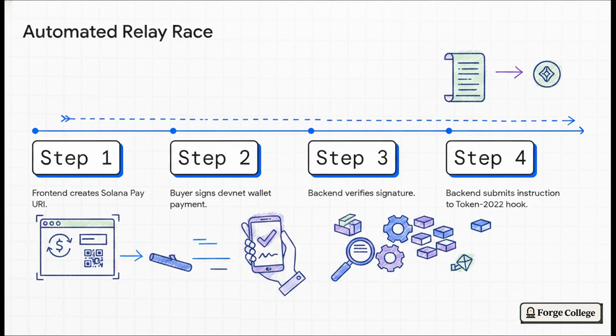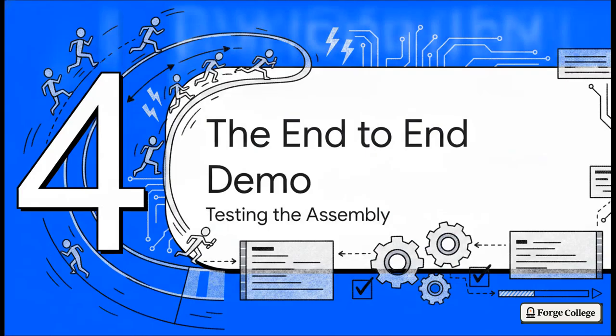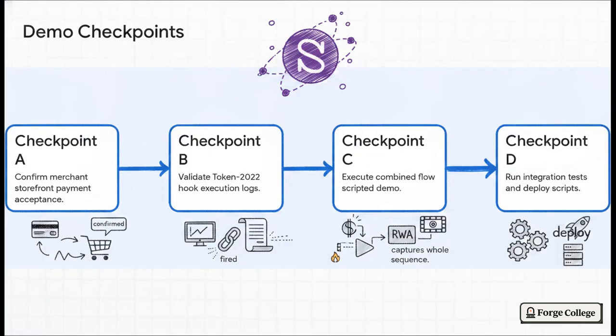It really is a beautifully automated handoff. Moving right into part 4, the end-to-end demo, testing the assembly. We've got 4 major checkpoints to pass here to guarantee our Capstone is actually ready for submission. We have to stress test everything, from the UI confirmation all the way down to the automated hook paths.